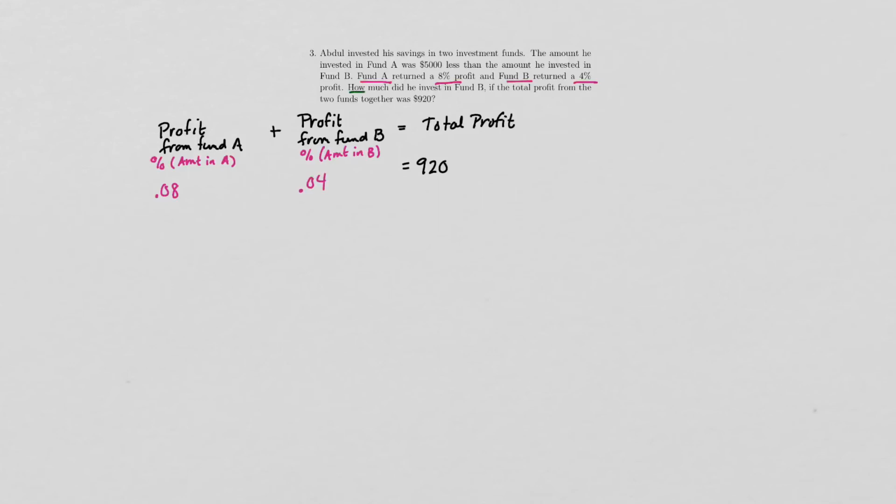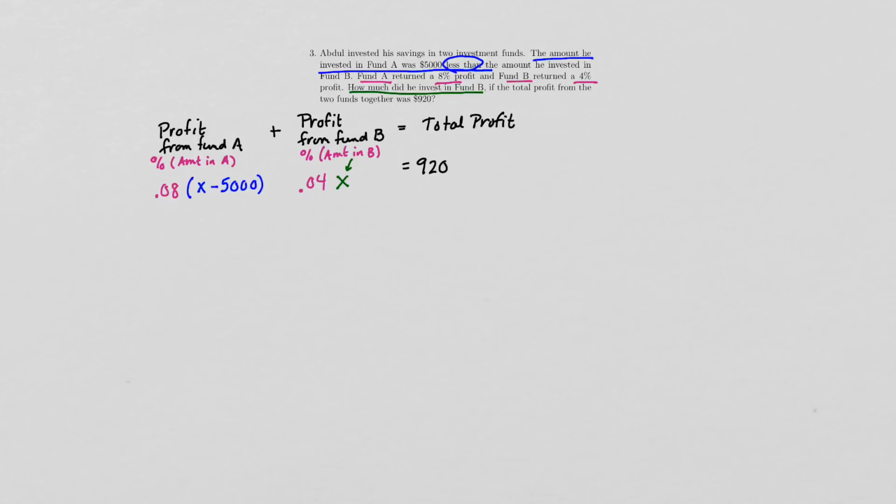Then if you look, it says, how much did he invest in Fund B? So since that's what we're looking for, we're going to call that amount in Fund B X. And then it says the amount he invested in Fund A was $5,000 less than, so that keyword less than should tip you off that we're talking about subtraction, the amount he invested in Fund B. So the amount in A is what was in B minus 5,000 because it's 5,000 less.